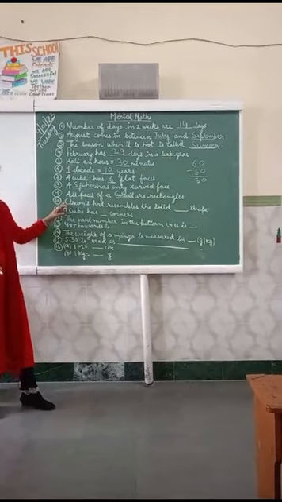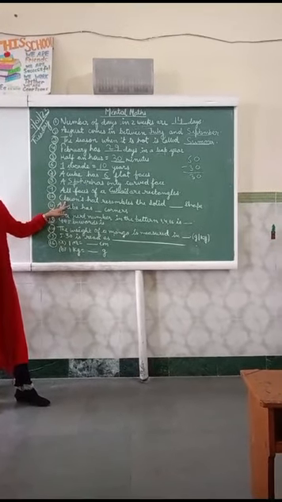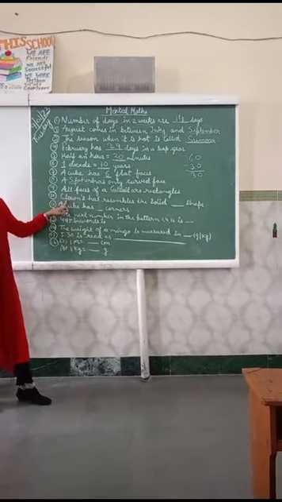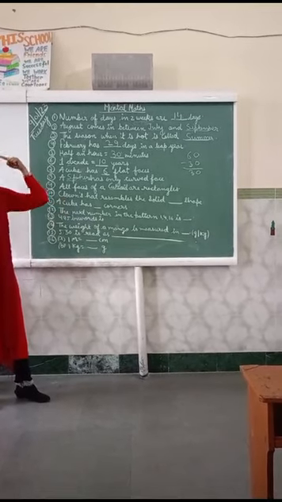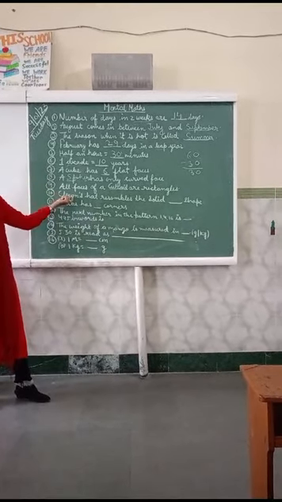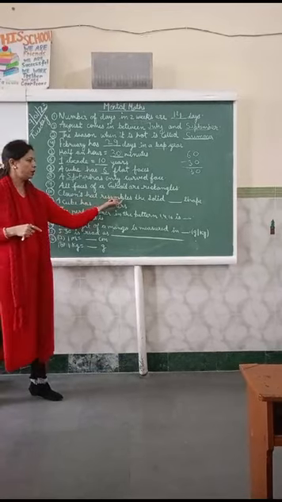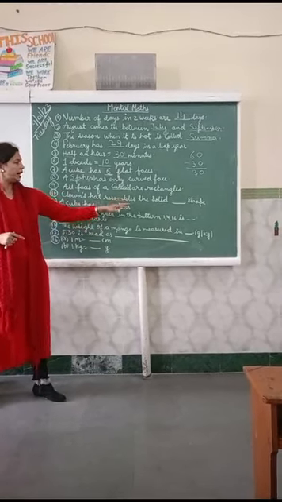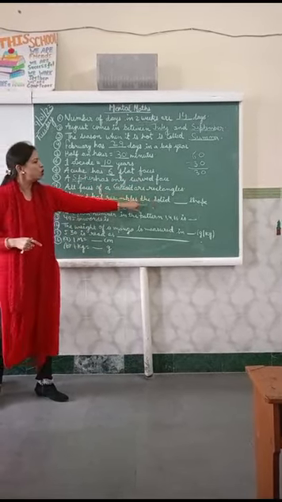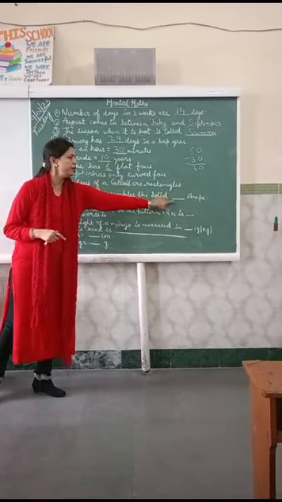Now come to question 9. All faces of blank are rectangles. So a cuboid has all faces in rectangle shape. So the answer is cuboid.